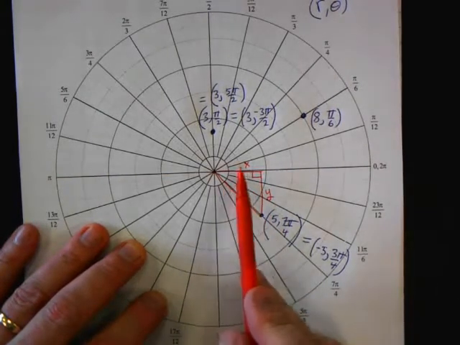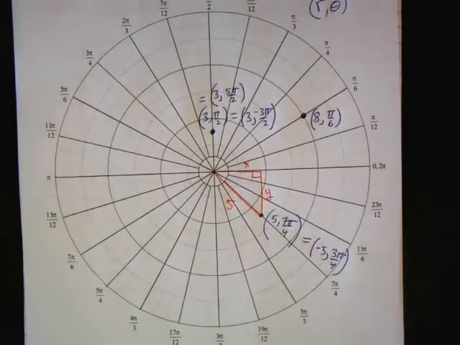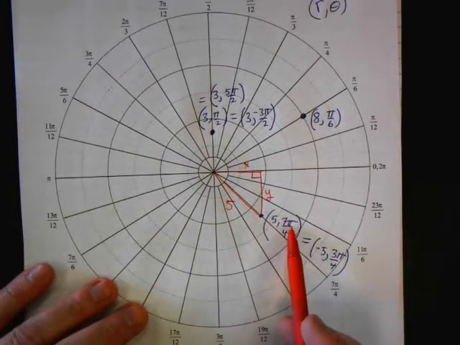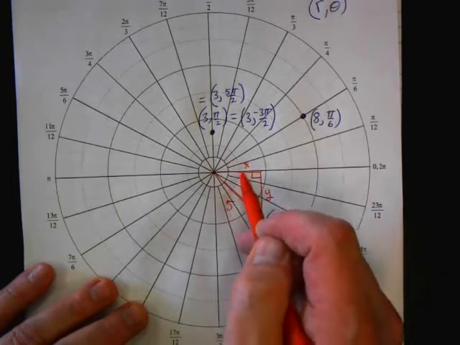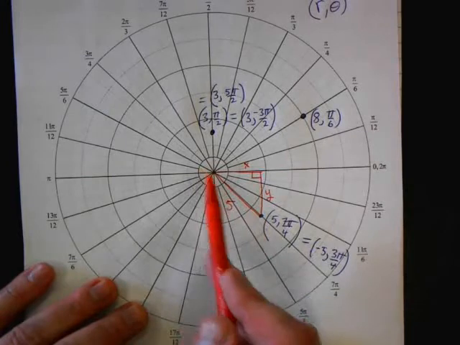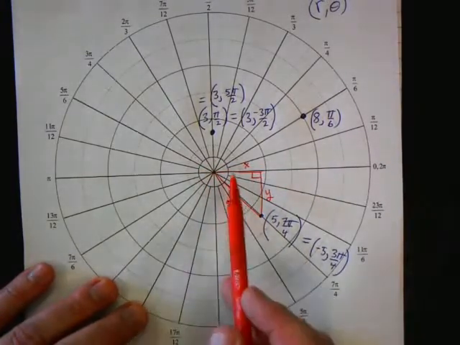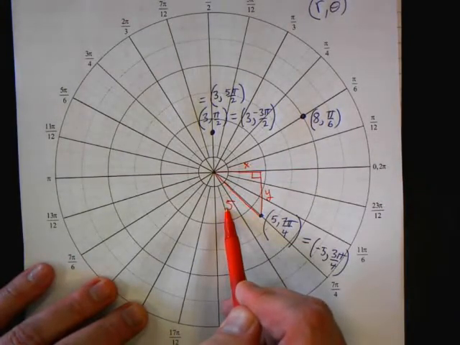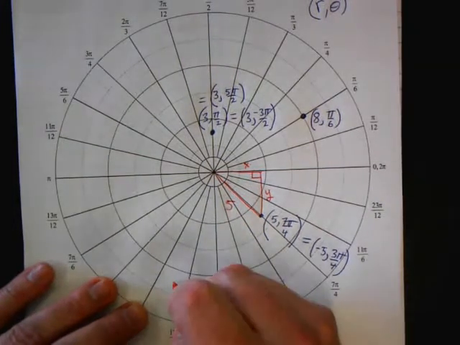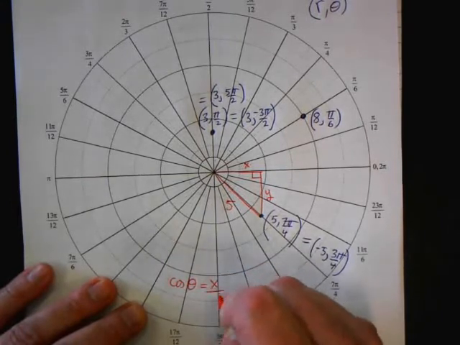If I want to know the value of x, and I know the hypotenuse is the length 5, and I know the angle, right? The angle is 7 pi over 4. So if I know this angle is 7 pi over 4, and I know that this distance is 5, how can I find x? Well, with this angle, x is the adjacent, 5 is the hypotenuse. So I would have cosine of theta is x over r.